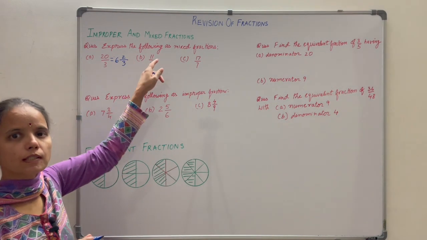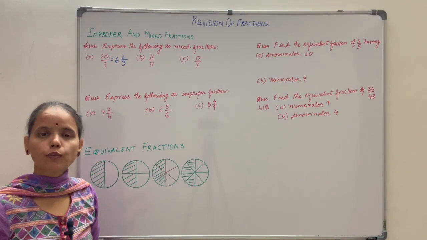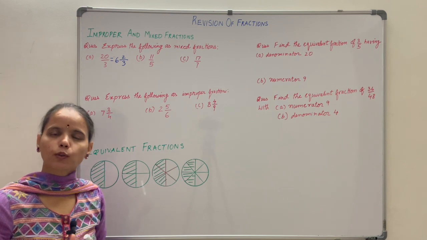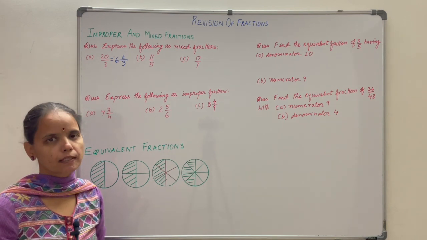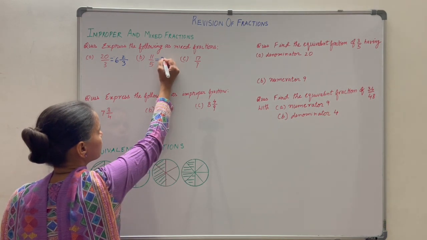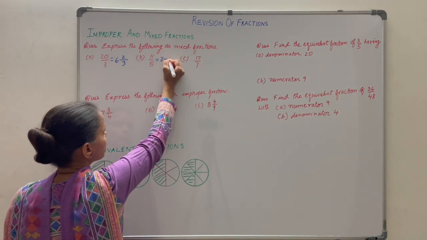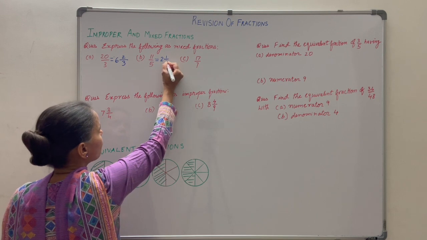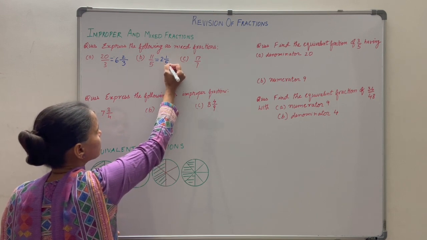Now next question is 11 by 5. When you divide 11 by 5, you get the quotient as 2, remainder as 1. So the quotient is written as a whole, 2, the remainder is written in the numerator, 1, and the divisor is written in the denominator.